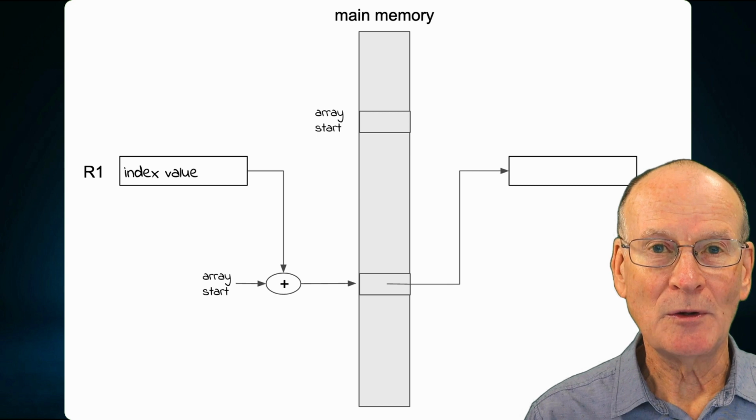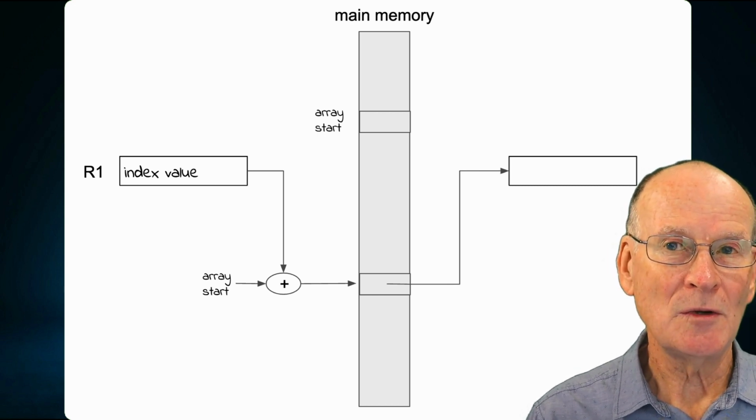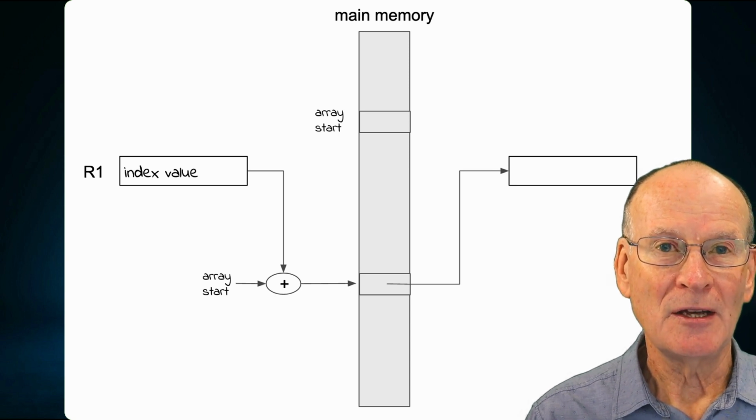So here's an example. We've got our array start here. We've got the index value for the array stored in R1. They're added together to give us the final address to fetch the value from.